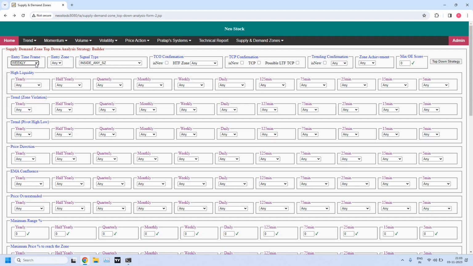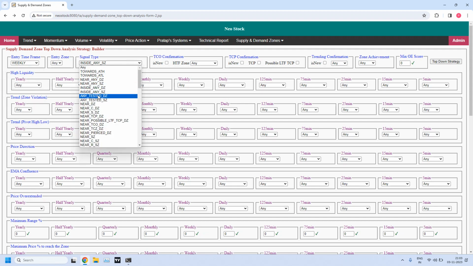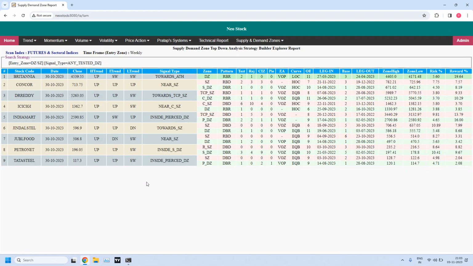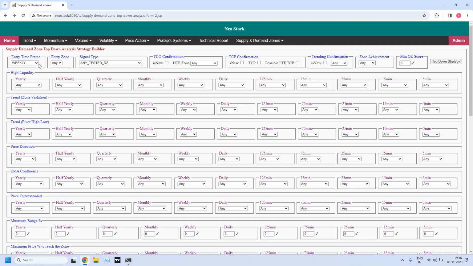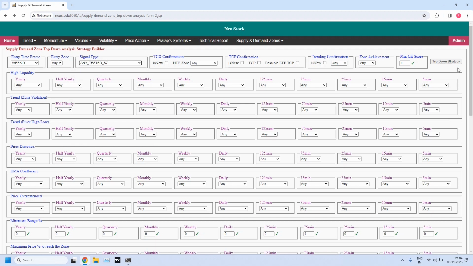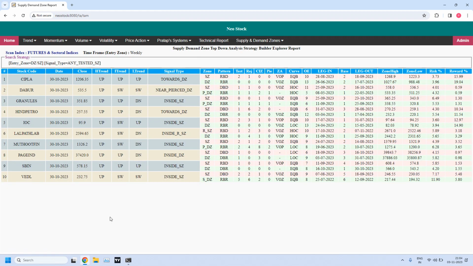Entry time frame weekly. Let us find the tested zones. So the tested weekly demand zones: total 9 stocks are tested during this week. Let's go back. For entry time frame weekly, let us find the tested weekly supply zones. So 10 weekly supply zones are tested during this week.